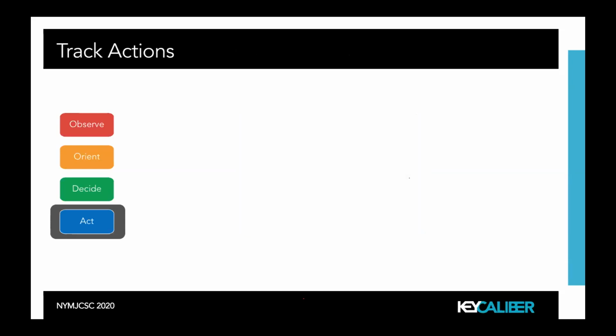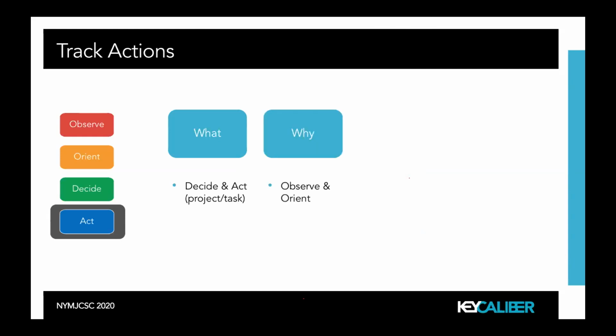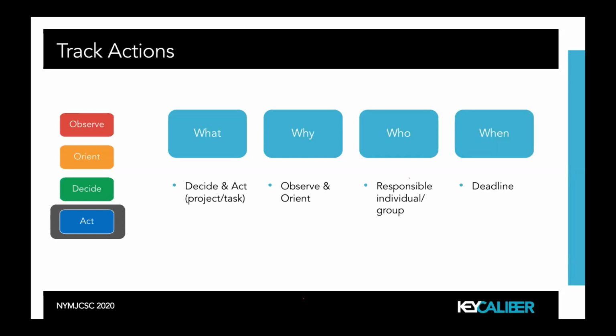And when you are taking actions, I really like being able to track each action. So that to me is answering the 4 big questions. What? That's your decision and your action. Why? And that comes from the observe and orient steps that support your decisions and actions. Who, which is who's going to be responsible for making sure this action actually happens. And when, that's putting a starting point and an end point on it.